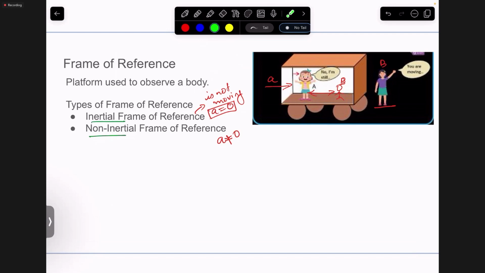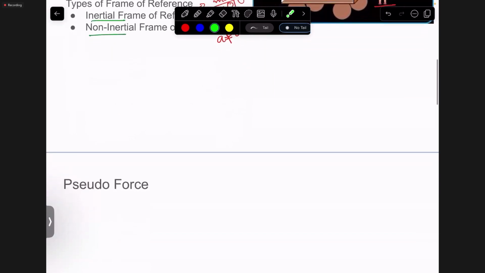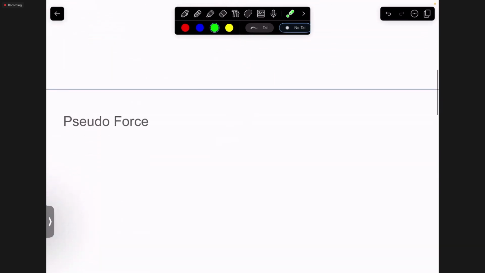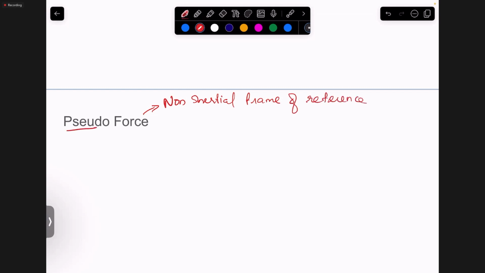So another important concept in this frame of reference is pseudo force. Pseudo force is something that we consider when we are in a non-inertial frame. So why is the pseudo force important? Non-inertial frame of reference. Okay. So what is pseudo force? Pseudo means false. Okay, false force. So why is it called pseudo force? Let's deal with that first.